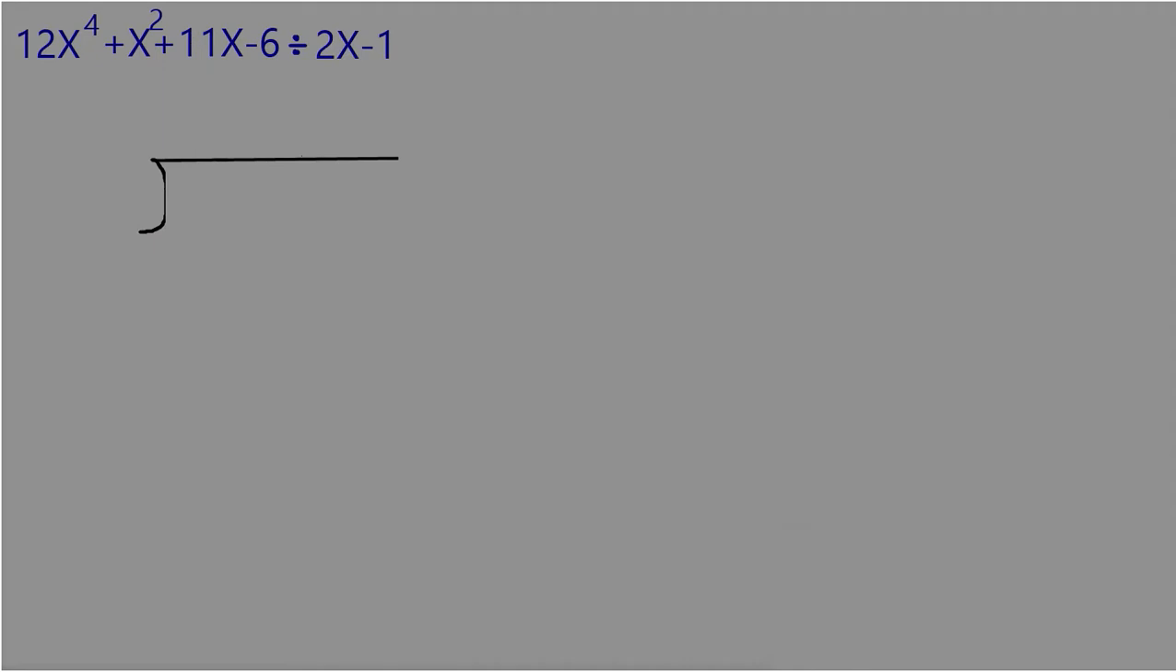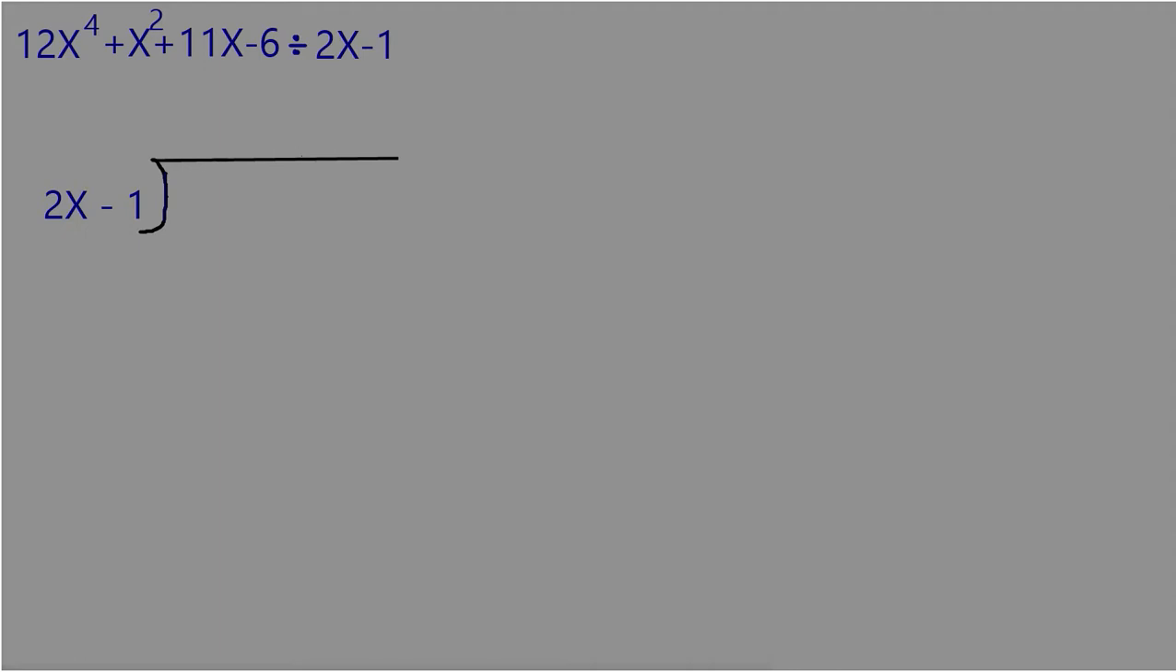For this example, we have 12x raised to the power of 4 plus x squared plus 11x minus 6, and we should divide it by 2x minus 1. We can place the divisor outside the housing. I want you to notice carefully that there is no x term in the equation that is being raised to the power of 3. It should be in descending order.